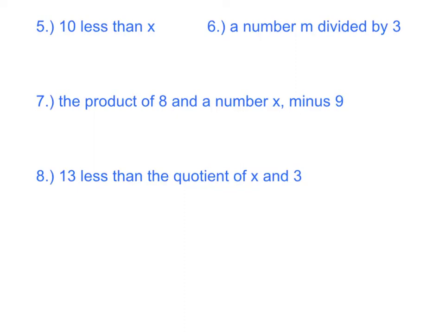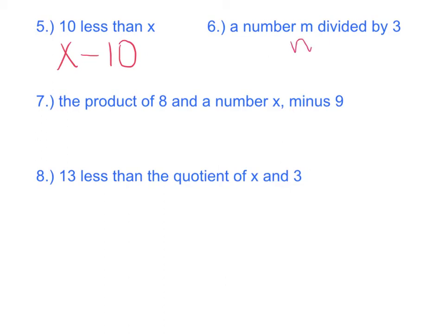Okay, this next one is the trickiest one. 10 less than x. Sometimes people try to put 10 minus x, but it does not say minus. It says less than. So when it says this, you need to start with your variable, x, and then 10 less than that, you would actually subtract 10. So when you see less than, you need to make sure you put the variable first and then subtract the number.